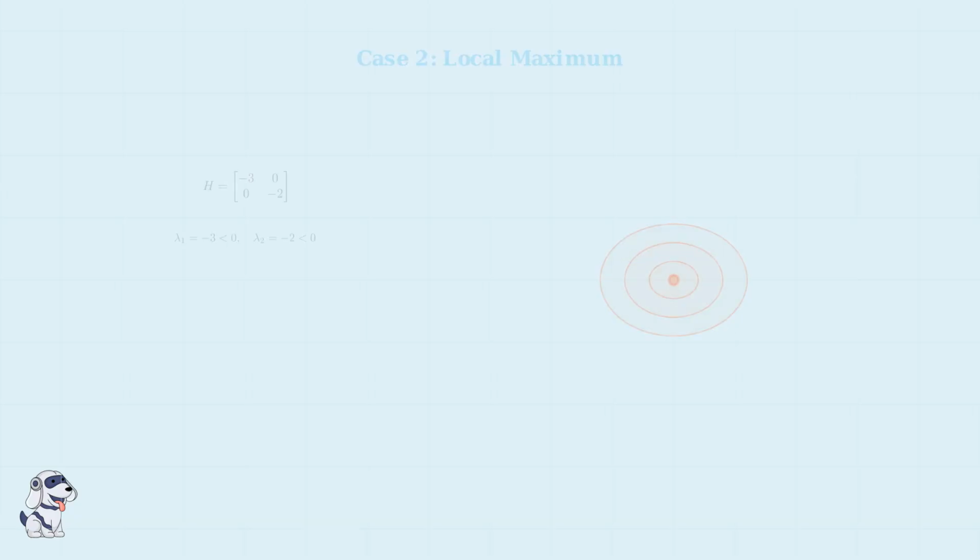The most interesting case occurs when eigenvalues have mixed signs, creating a saddle point. In the saddle point case, we have mixed eigenvalue signs, +2 and -3. This creates a surface that curves upward in one direction and downward in the perpendicular direction, resembling a horse saddle.